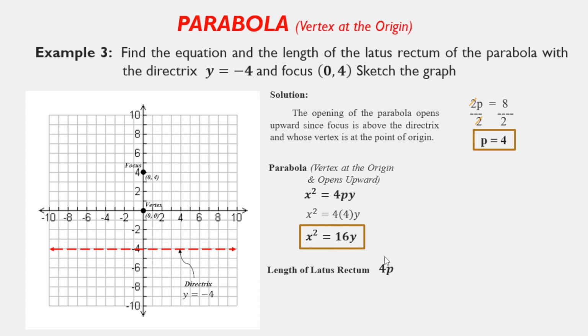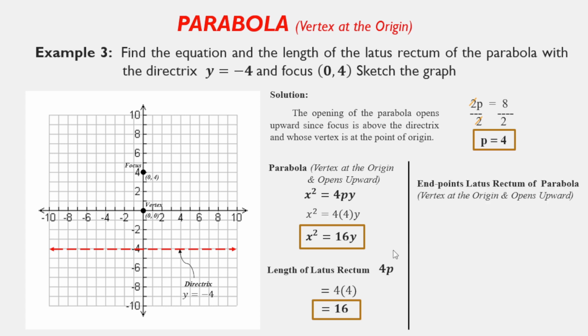What is the length of the latus rectum? Since the length of the latus rectum is 4 times the value of p, our latus rectum is 16 units. The endpoints of the latus rectum of the parabola whose vertex is at the origin and opens upward is the coordinate (±2p, p). Substituting the value of p, which is equal to 4, we have (±2 times 4, 4). Simplifying further, we have the coordinate (±8, 4).